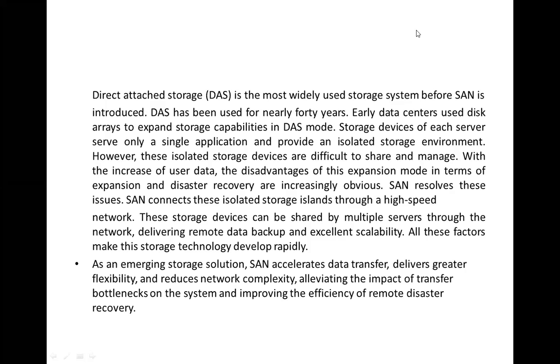So what did SAN do? SAN resolved the issues that were there with direct attached storage. SAN connects these isolated storage islands through a high-speed network. So SAN will resolve these issues and connect these isolated storage islands to a high-speed network.